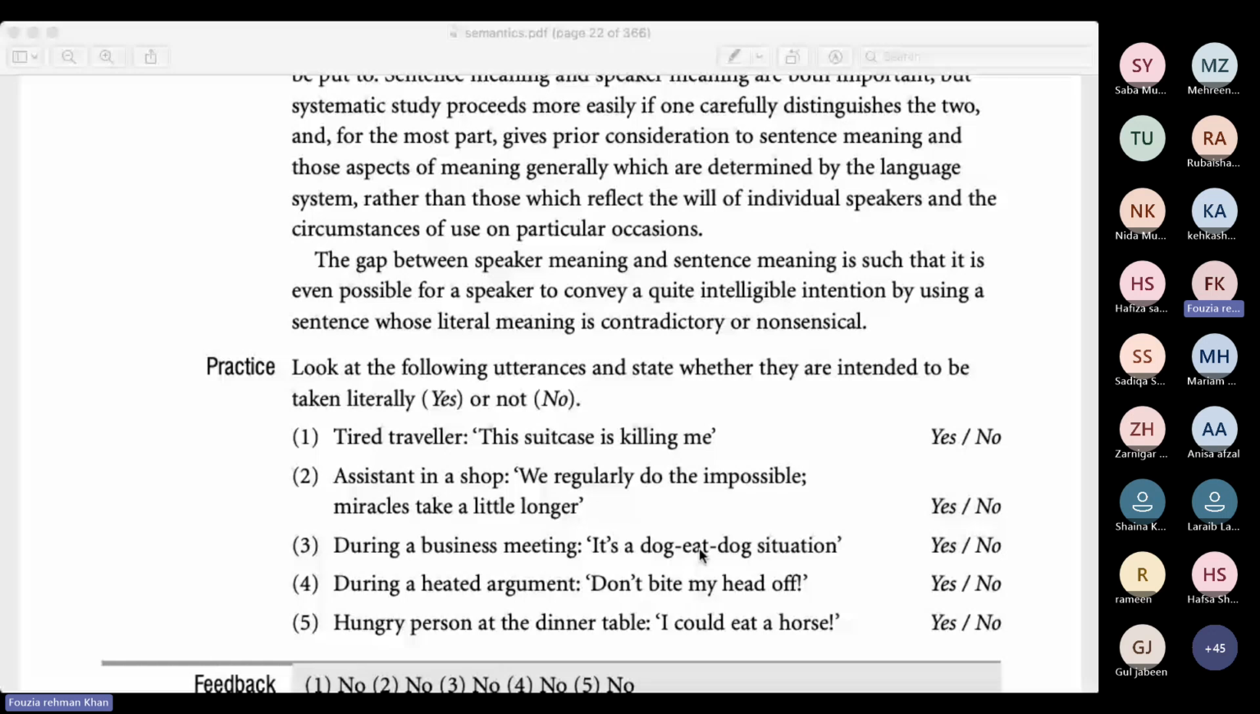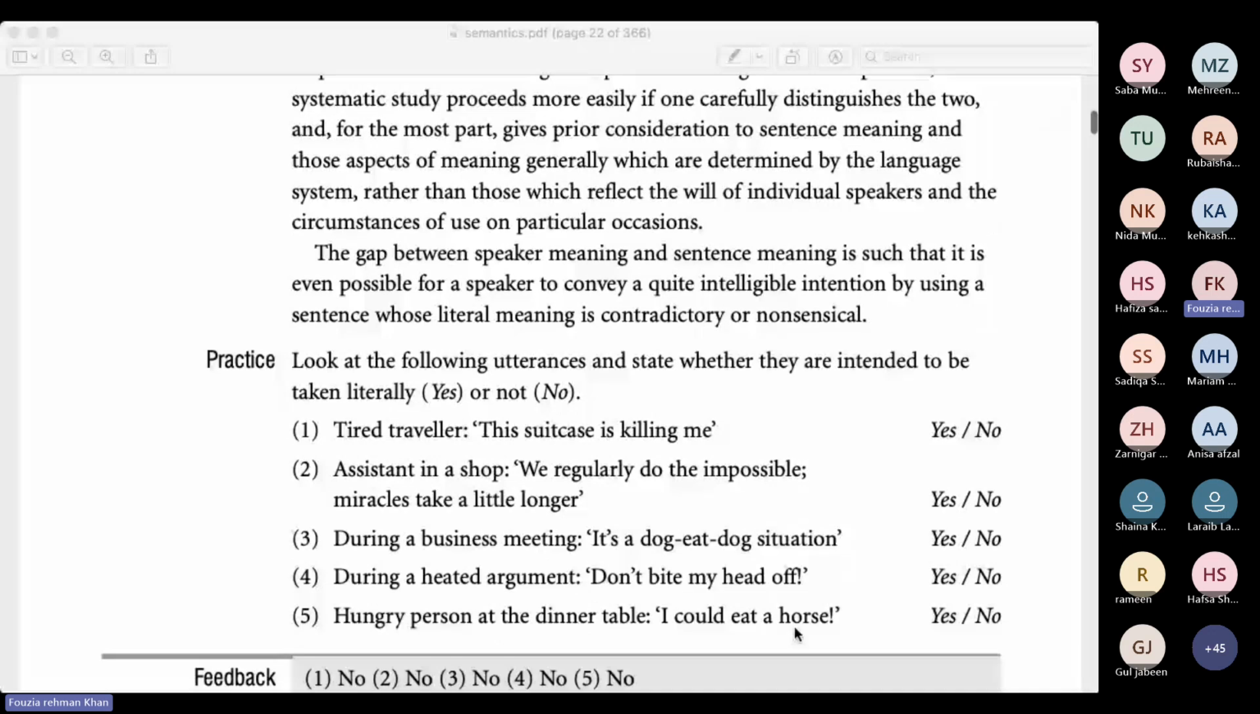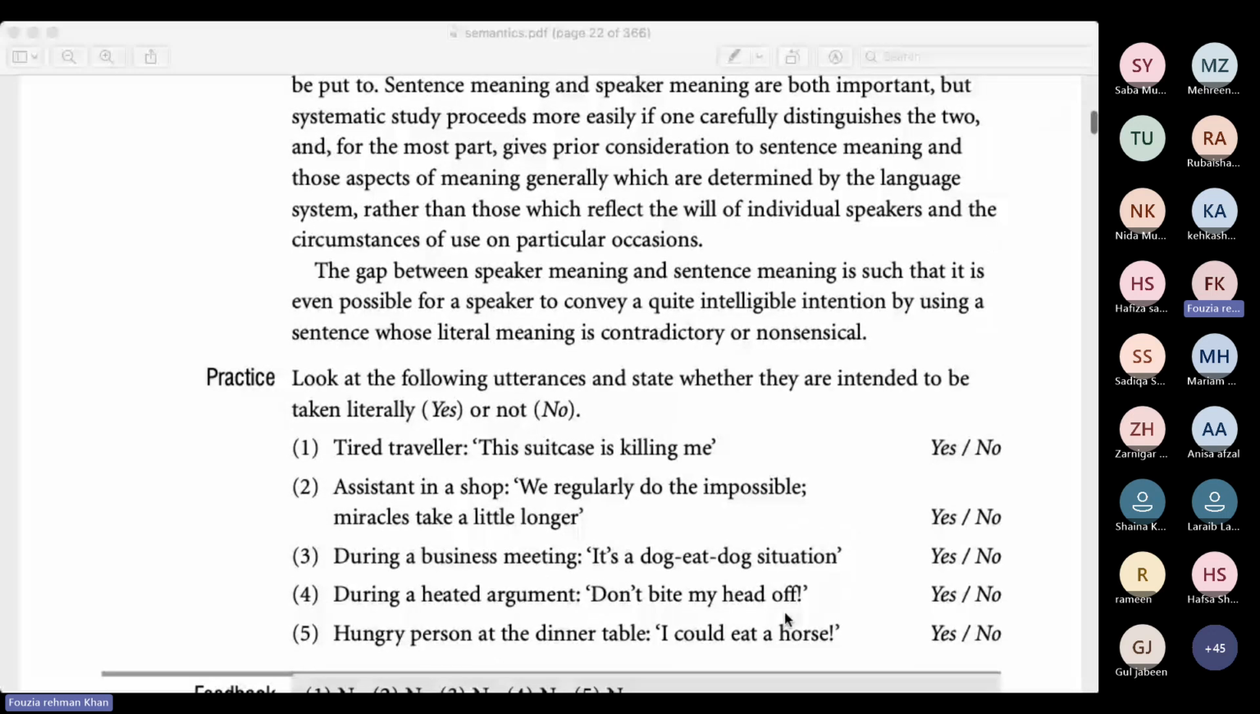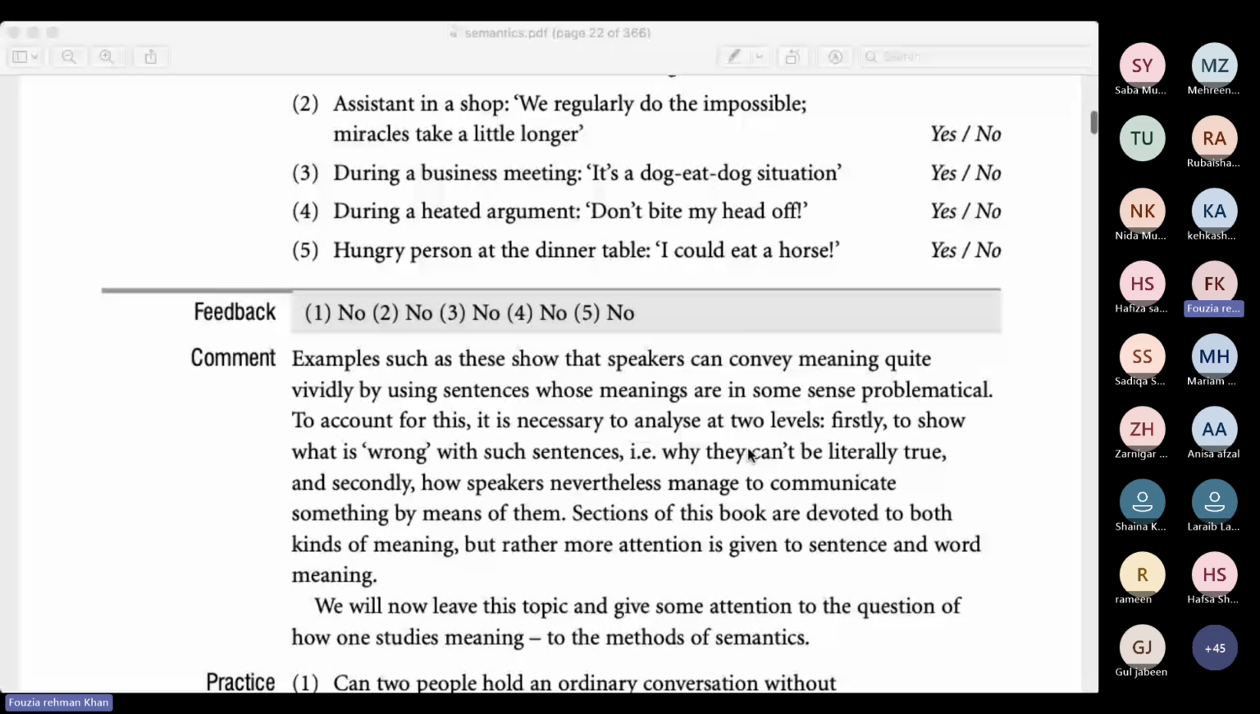During a heated argument: don't bite my head off. No one can bite anyone's head off. Okay, so it's just showing anger. Hungry person at the dinner table: I could eat a horse. Okay, that only tells how hungry he is. No one can eat a whole horse if he starts eating the horse in the first place, right? So all the answers are no, because they are only trying to tell you through the use of proverbs and idioms.